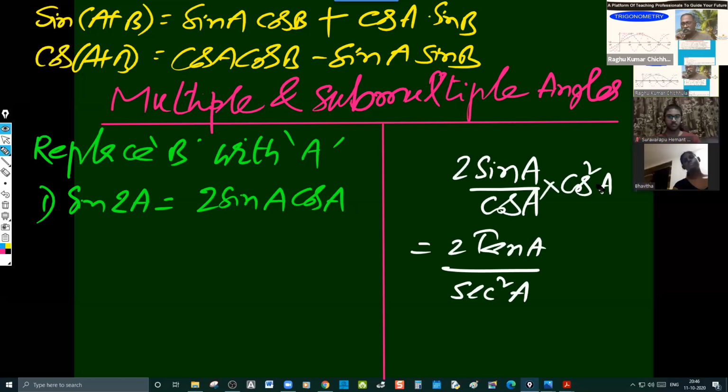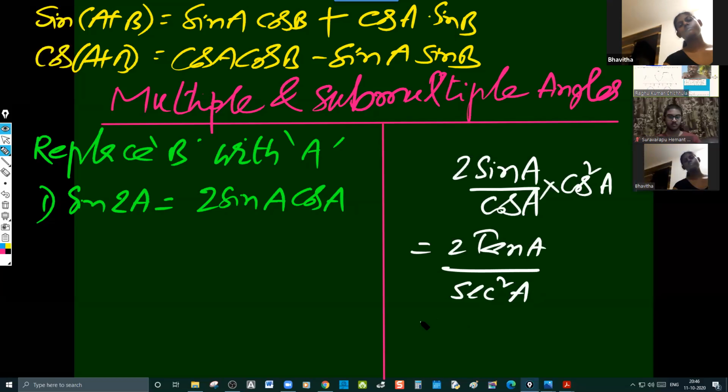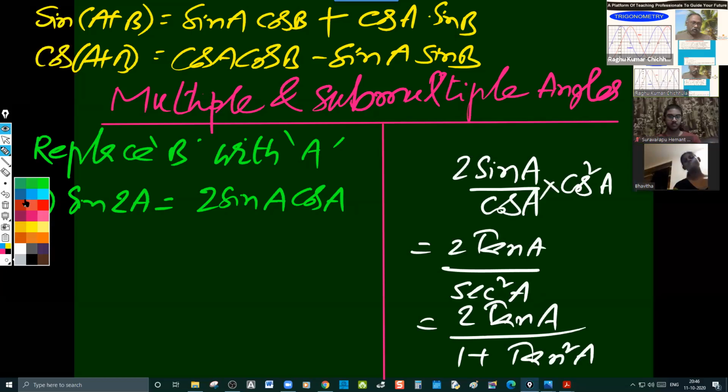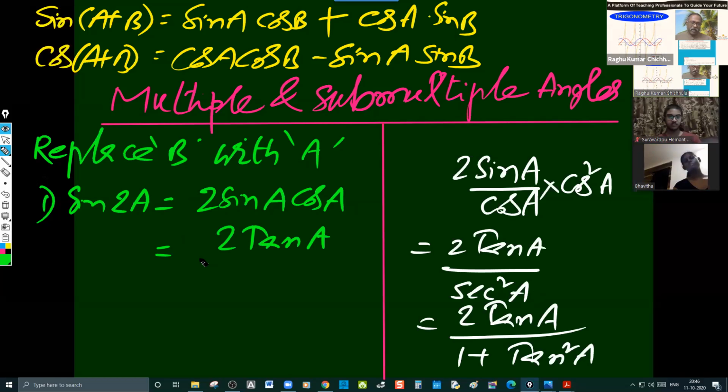Maurya, what is the reciprocal of cos A? Secant A. So that is why it is brought to the denominator. And what is secant square A? Identity, which you have even in your 10th class also: 1 plus tan square A. So what is the other formula for sine 2A? If you want it totally in terms of tan, it is 2 tan A upon 1 plus tan square A.